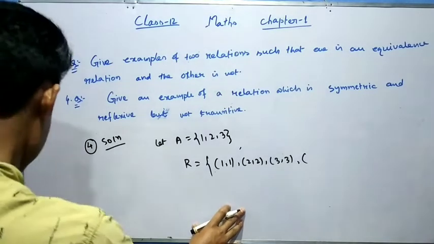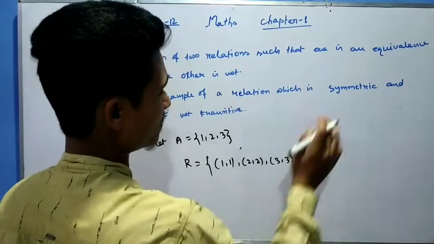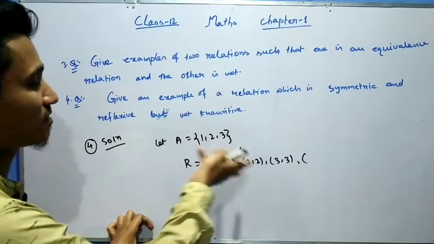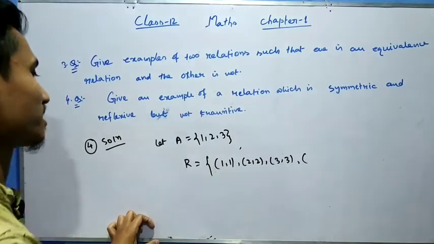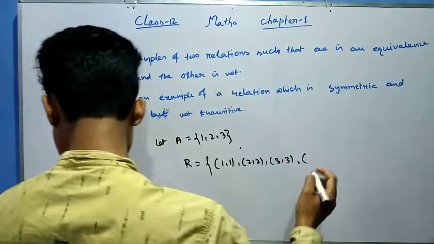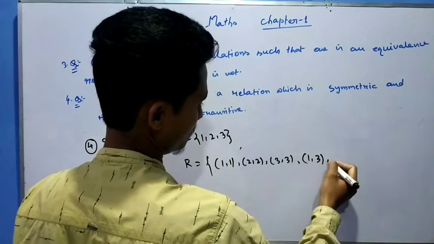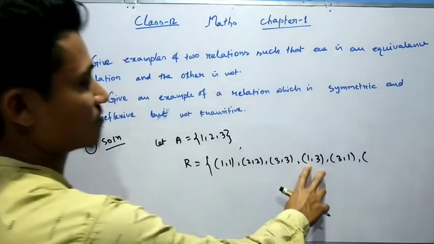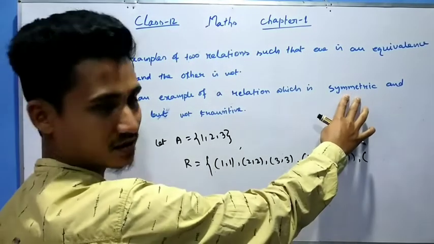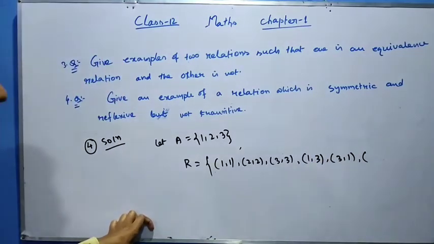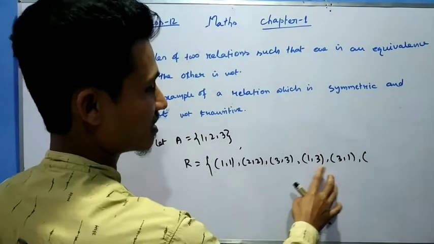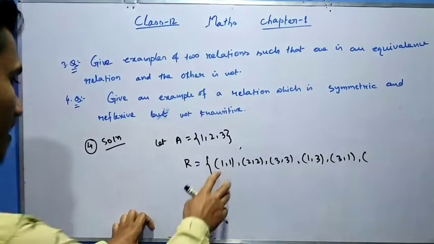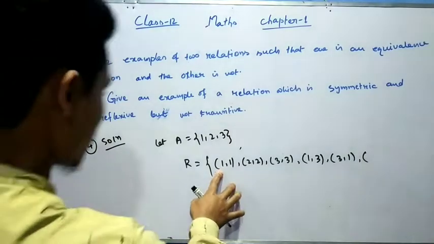Next, symmetric. For these elements, no problem. If I take only these elements, then this will be an equivalence relation. This is also transitive. So we have to take other elements also. Suppose I take 1,3 and 3,1. So 1 comma 3 and 3 comma 1 is there, so it is symmetric also. Now if I don't take other elements, then it will also be transitive, because a comma b and b comma c is there and a comma c is there, 1 comma 1 is there already. So I have to take more elements.